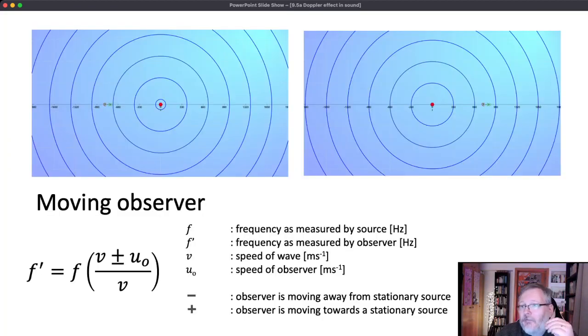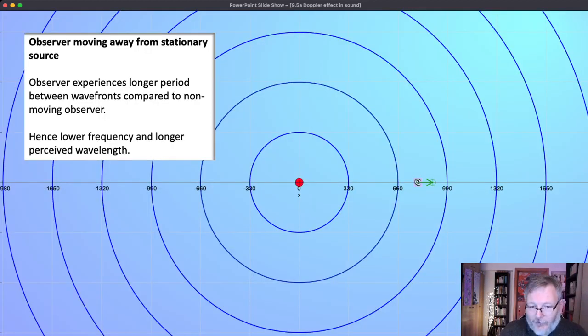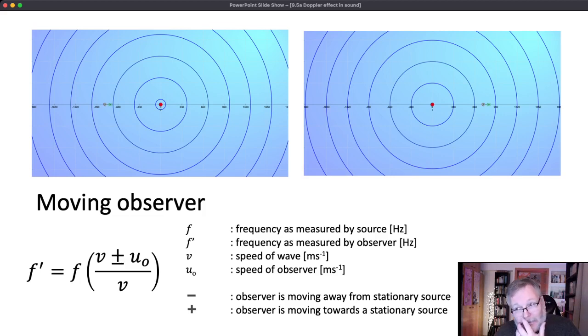The equation for the moving observer is very similar to that of a moving source, but it's not quite the same. It's sort of flipped over, and again, although it's given to you in the data booklet, you have to remember that in this case the minus sign is the observer moving away from the source, and the plus sign is the observer moving towards the source. Confusing, I know. But there you go.